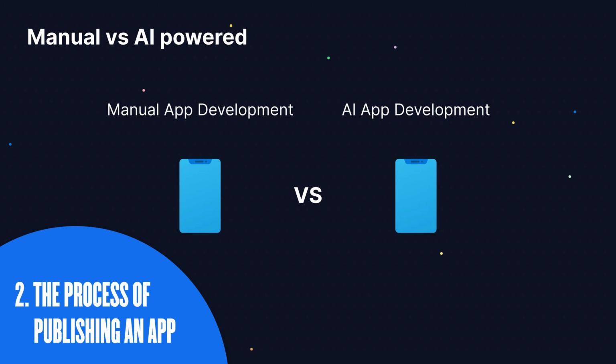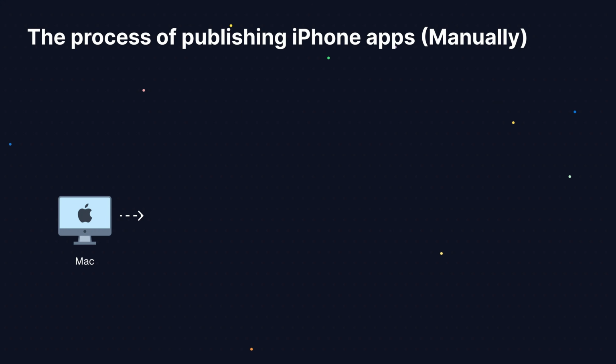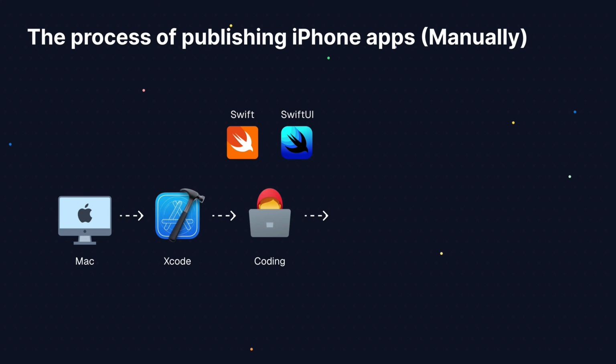Okay, so to better understand how AI helps you, let's walk through the normal process of making an iPhone app. First, we use a Mac computer. We download the official development app from Apple called Xcode. Inside Xcode, we write the code for the app. And there's two types of code that we write: Swift code for the app logic and SwiftUI code for the user interface, which are the screens that the user sees when they use your app.